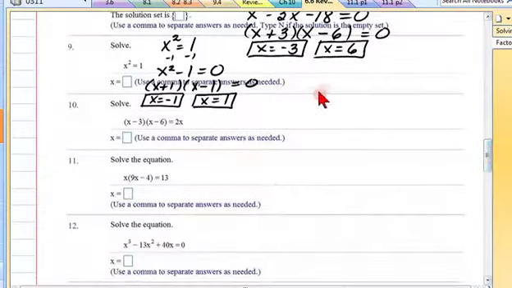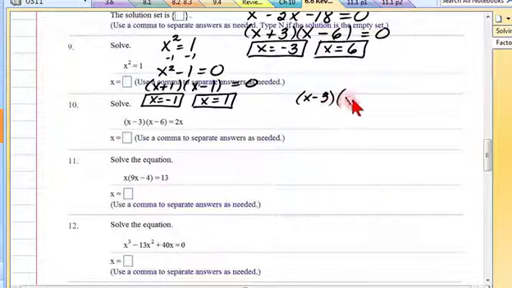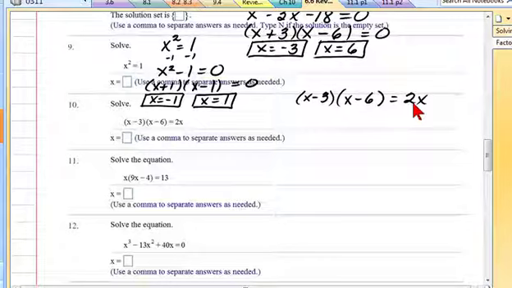All right, problem number 10 has x minus 3 times x minus 6 is equal to 2x. Now I think you can tell, even though it's factored on the left-hand side, that it would be quadratic because it would have an x times an x. But it's not equal to 0. So these factors are useless. What can I do to get rid of the factors?